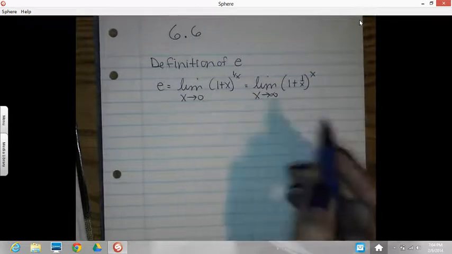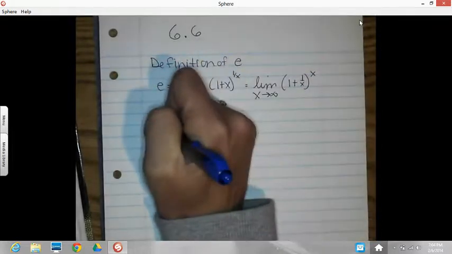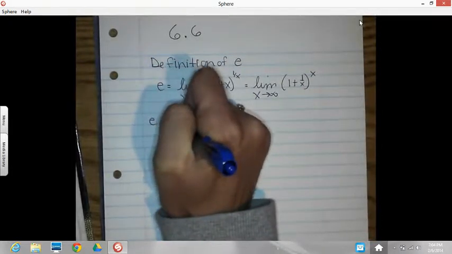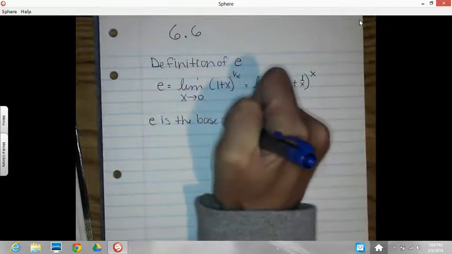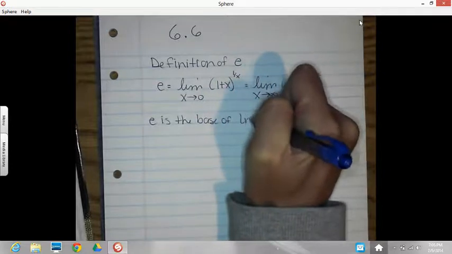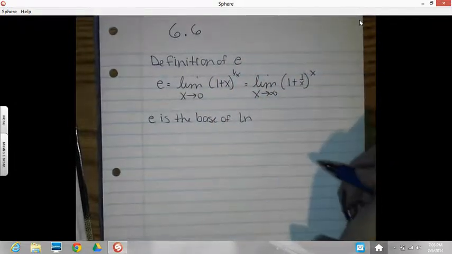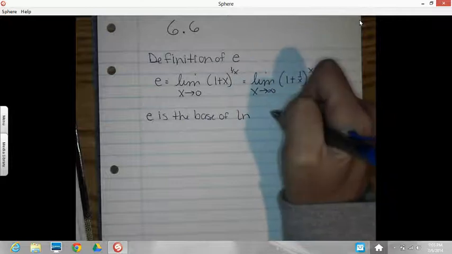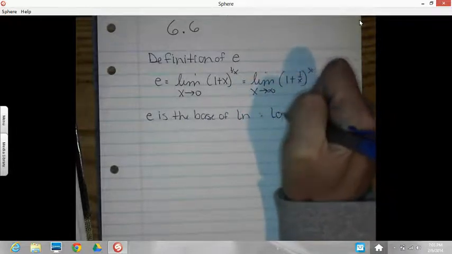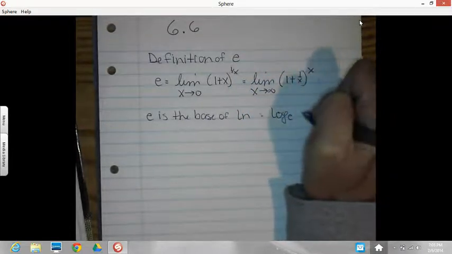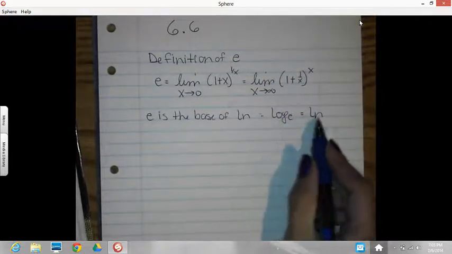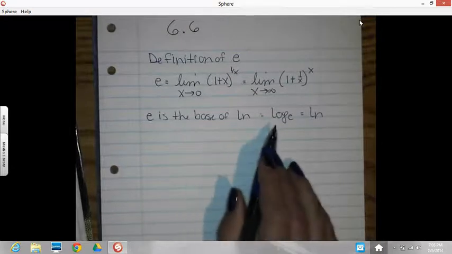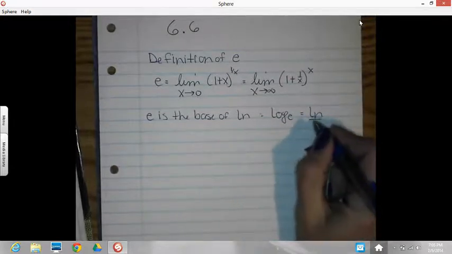What you should be familiar with, though, is that E is the base of the natural log function. And I told you this the first day when we worked with logs. So a log base E has its own symbol, natural log. So log base E and natural log are identical. In calculus, we stick with the natural logs.